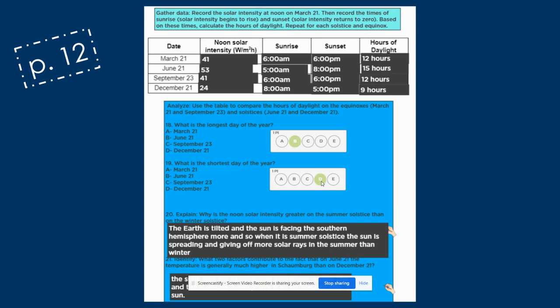The intensity is greater in the summer because the Earth is tilted towards the sun. Therefore, you're going to be getting more of a direct impact of the sun's intensity.